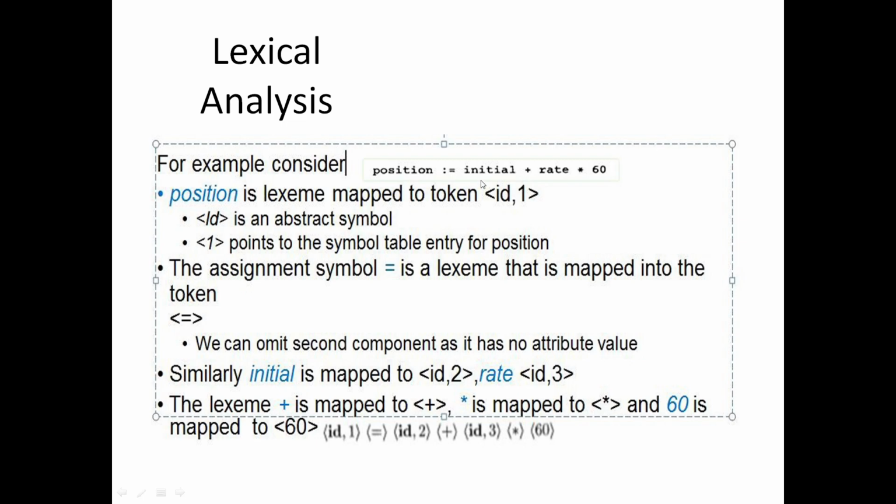Then initial. Initial is an identifier, so it contains two parts: id comma 2. The 2 points to the symbol table entry for that particular identifier. Then we have plus, which is again an operator. Then rate, which is again an identifier. We have already listed 1 and 2, so this one is the third identifier: id comma 3. Then star, which is a multiplication operator. Then 60, which is a number. So these are the different tokens we got from the lexical analyzer.